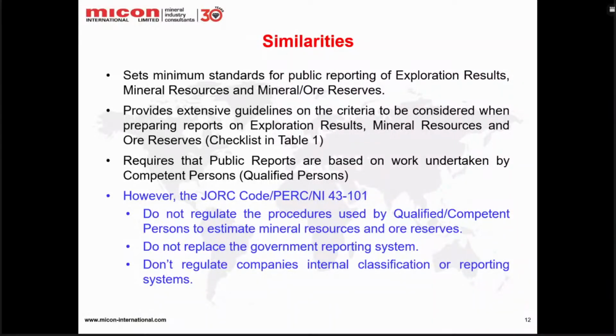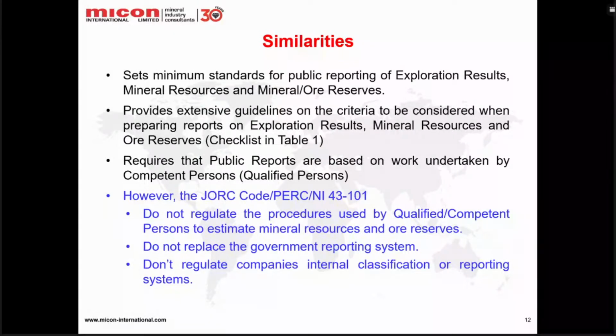And every company has several mineral resource and reserve estimates. First time they do this roughly, and then they start determining additional targets, and they are doing additional drill programs, additional resource estimates. So a JORC or NI 43-101 report does not regulate the internal classification or reporting system. If they want, they can call them A, B, C, D. If they want, they can call them class 1, class 2, class 3, class 4, class 5 for their internal purposes.